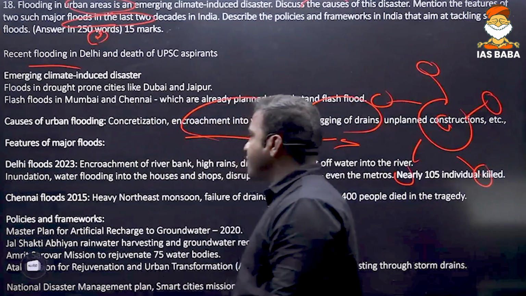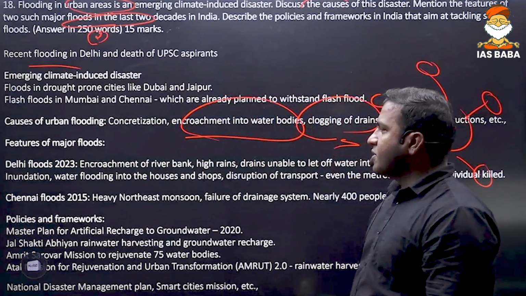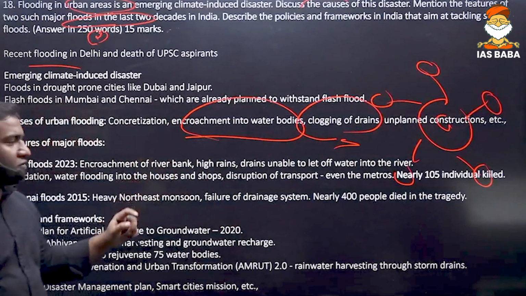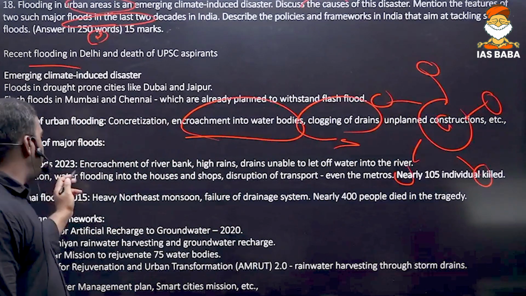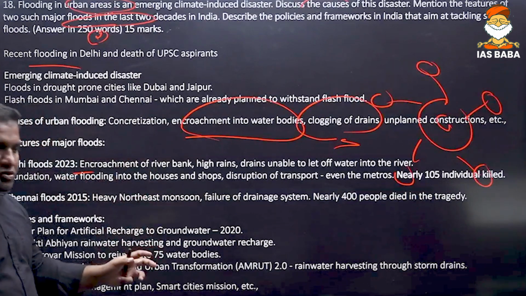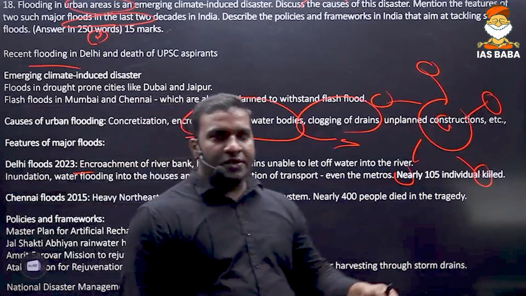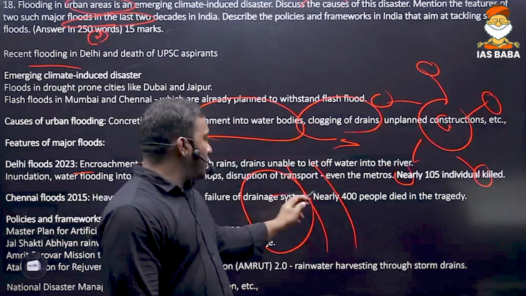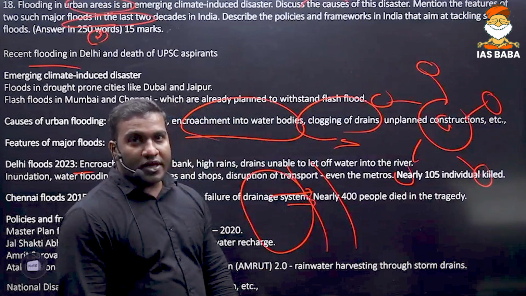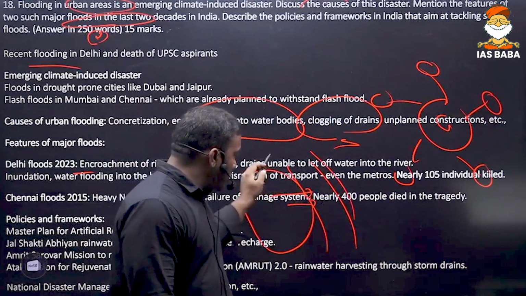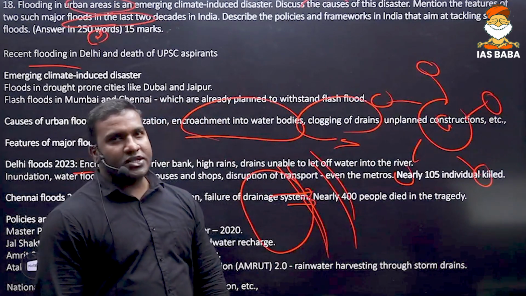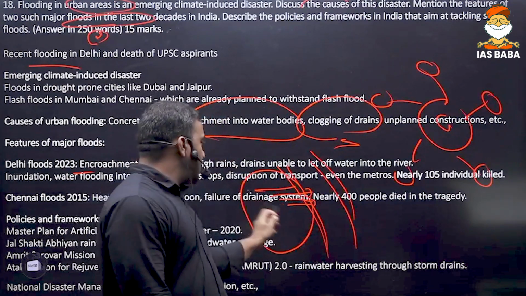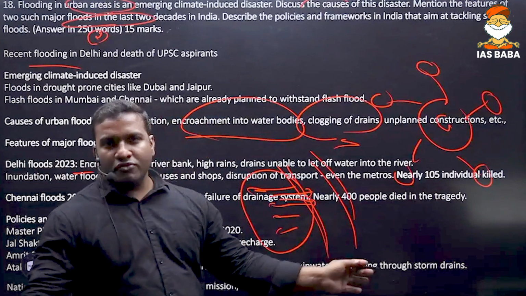Then features of two major floods. Friends, Delhi floods 2023, it was a flash flood as well as a flood from the Yamuna river. Why was it a flood from the Yamuna river? Because there was so much water in the drains. Here is the Yamuna river and here is Delhi, and a huge amount went to the Yamuna river from the drains of Delhi, and the Yamuna river was already flowing at highest capacity, so it couldn't receive the drains, and these drains hit back causing huge floods.